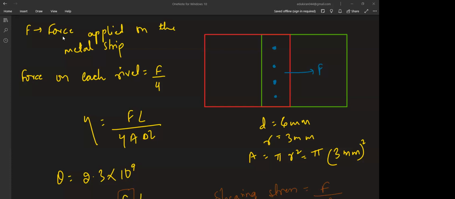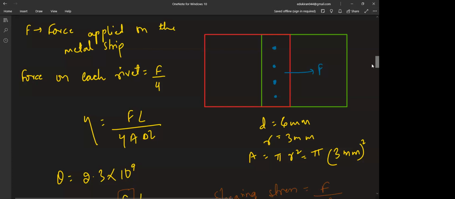Ma'am, so is this the tension for the whole strip or for each rivet? No, the force that we have calculated, this is for all the rivets, because force on each is F. So if you want to find it for one rivet, this has to be F by 4. Okay, because we have assumed it to be F.